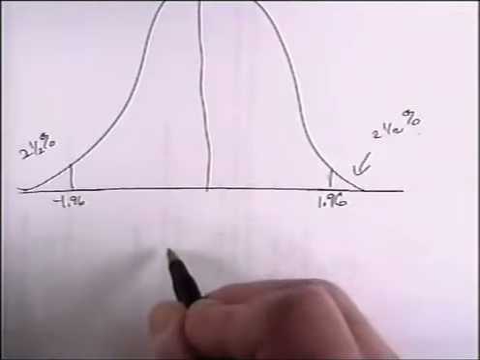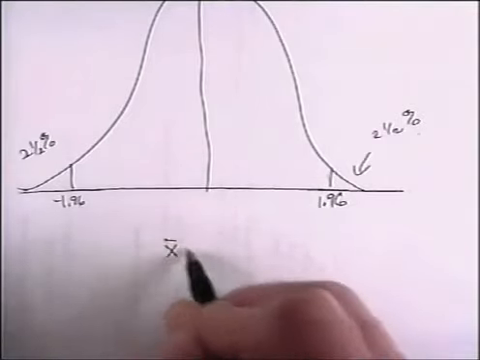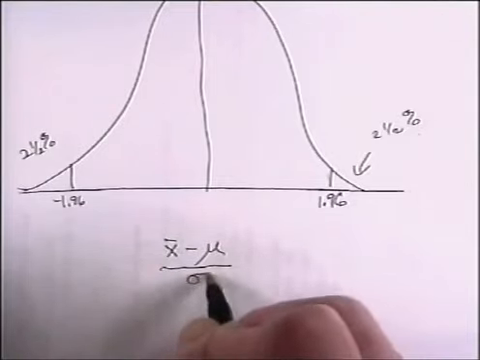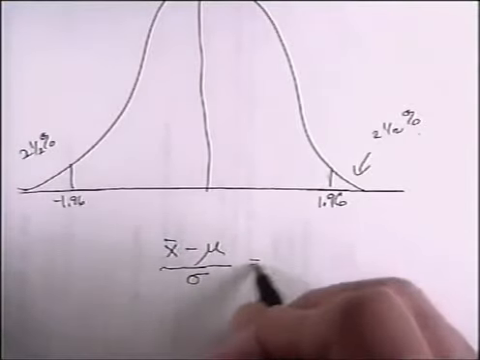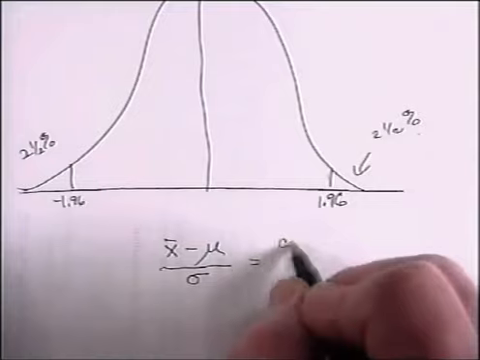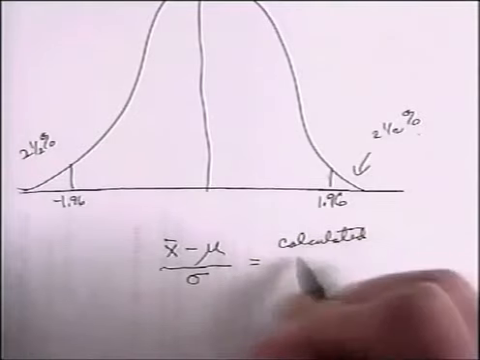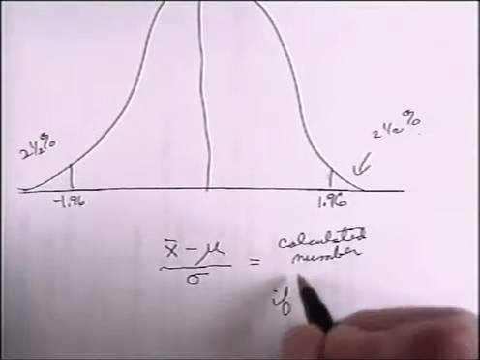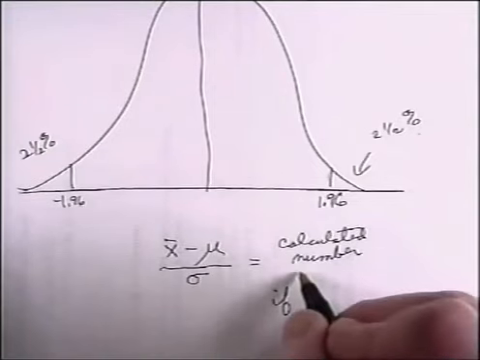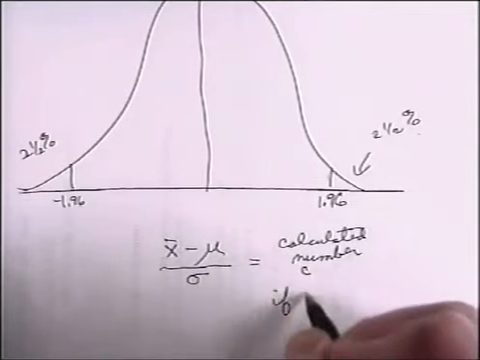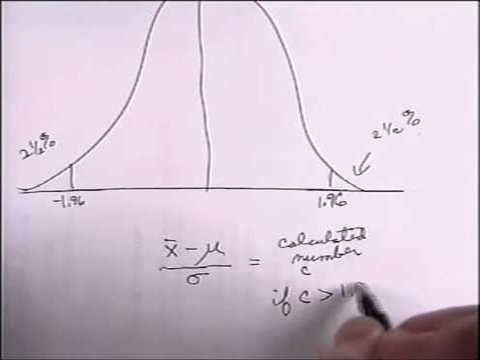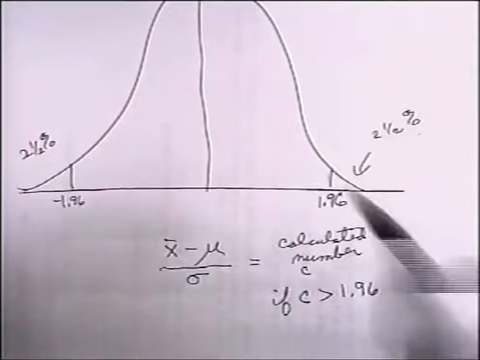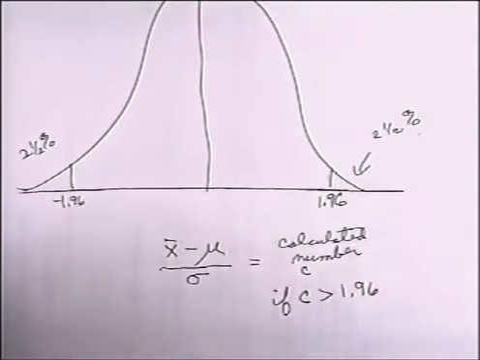I would take my sample, x bar, subtract the mean, and divide by the standard deviation. Okay? And this would give me a calculated number. Let's call it little c. If c is bigger than 1.96, or more negative than -1.96, that's telling me I'm out here. I'm going to take that as evidence of change.